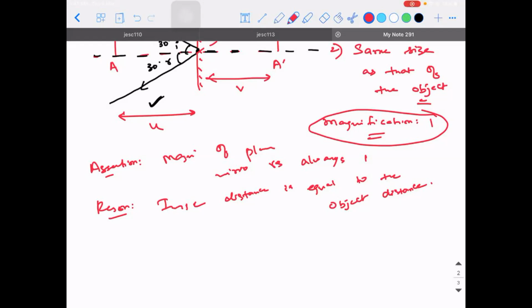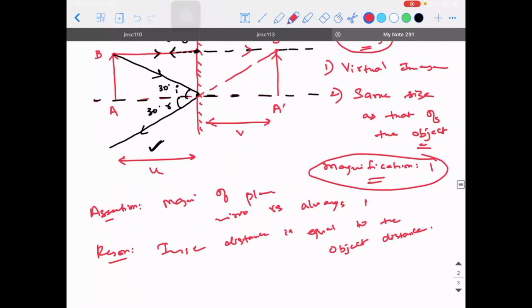Now I'm giving you the reverse analysis. I want you to frame a reason which is a wrong explanation for the assertion. Don't use the words image distance and object distance. Without using image distance and object distance, you frame a statement for reason which is wrong for the assertion. If the height of the object is equal to the height of the image, then the reason is right for the assertion. I mean, I'm trying to inverse the formula.